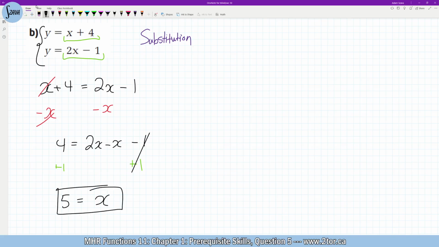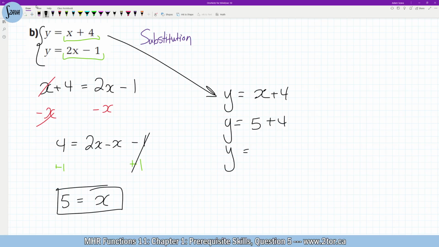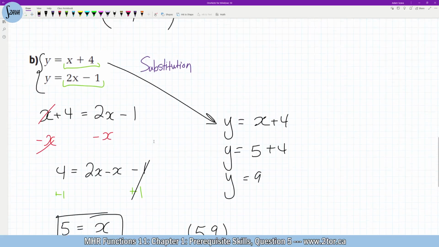x equals 5. Now, I want to find my y value by going back to either equation. I'll go to this first one because it's a little bit simpler this time. y equals x plus 4. Well, I know what x is though, right? x is 5. So y equals 5 plus 4. y equals 9. And so our solution to the system is 5, 9. The point 5, 9. That's the point of intersection of these two lines. Okay, that's it for part B.